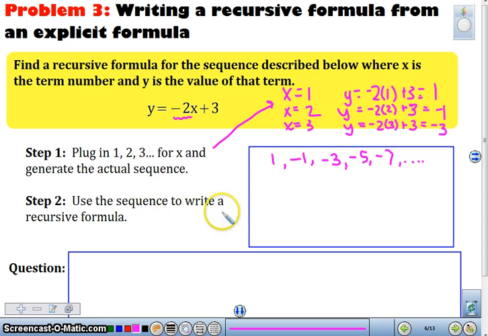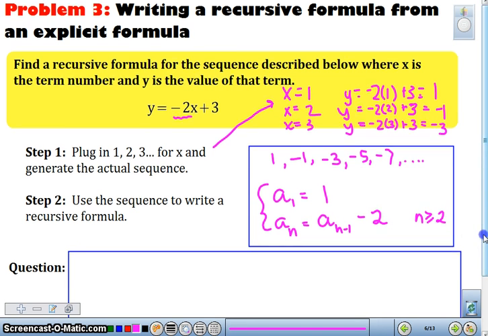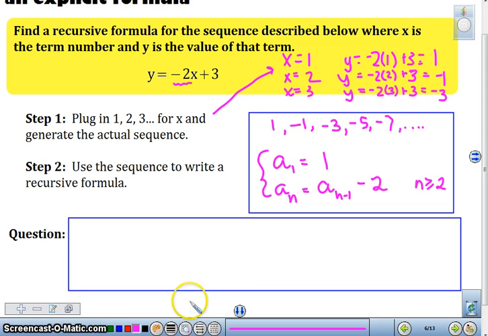It says now use the sequence to write our recursive formula. So as we now look at our recursive formula, we need the first term, a_1. So our first term in the sequence, a_1, is going to be positive 1. How do we generate the nth term? We take our previous, a_n minus 1, and each time we are subtracting 2 when n is greater or equal to 2. Again, remember, you could have n is greater than 1.